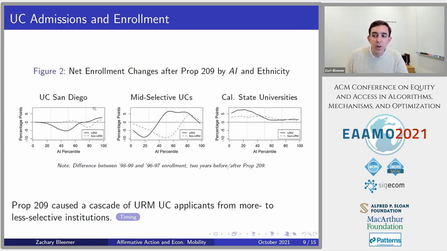These are students who would have otherwise gone to Berkeley and UCLA, but lost access and go to San Diego instead. But then there's a group of students at the middle of the academic index distribution who become less likely to enroll at San Diego as a result of Prop 209. Okay, where did those students go?